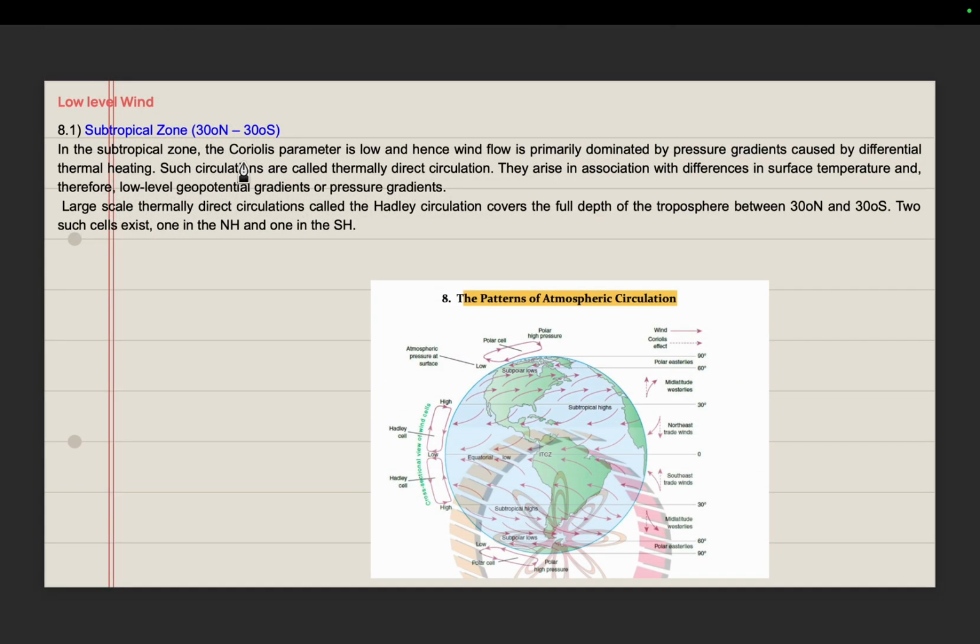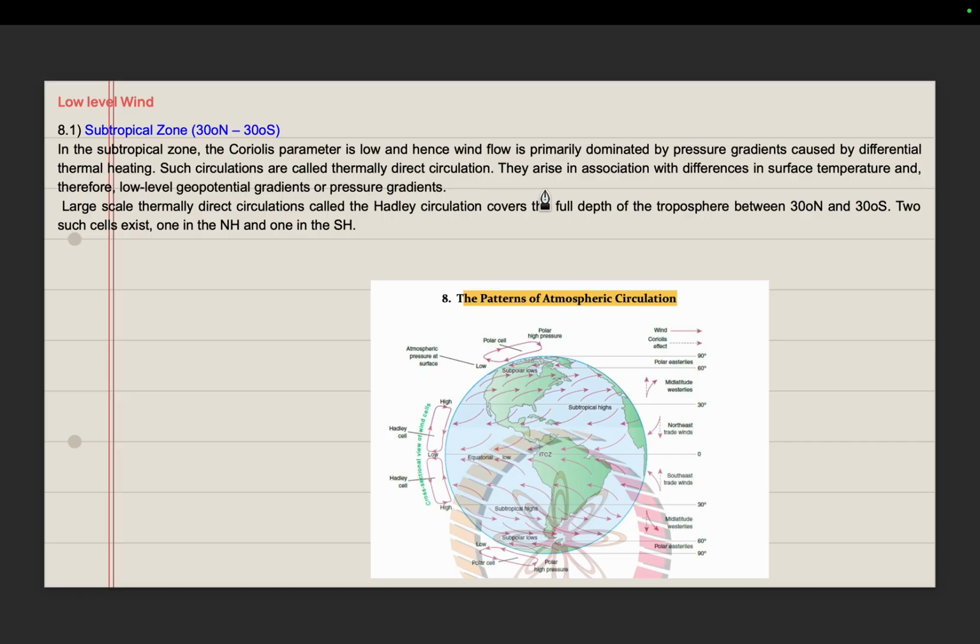In the subtropical zone, that is up to 30 degrees north to 30 degrees south, the Coriolis parameter is low, because the Coriolis parameter depends on sine phi, and phi is small near 0 degrees, in this zone. Hence the wind flow is primarily dominated by the pressure gradient that is caused by the differential thermal heating. Such circulations are thermally direct circulations.